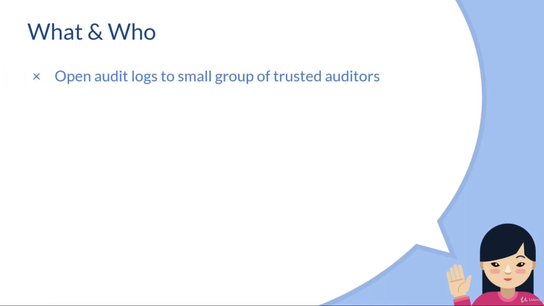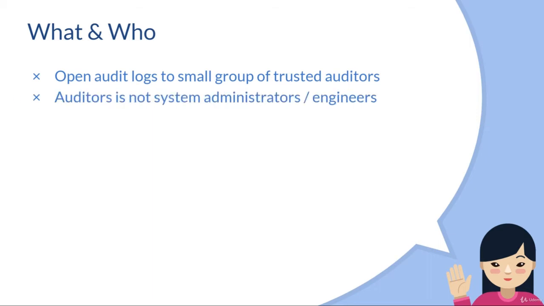What needs to be logged in an API call? Well, I will start with who instead of what. We should normally open audit logs only to a small group of trusted people, as the audit logs might contain sensitive information. Often, such a small group of auditors is different from system administrators or engineers. This is an important principle known as separation of duties.